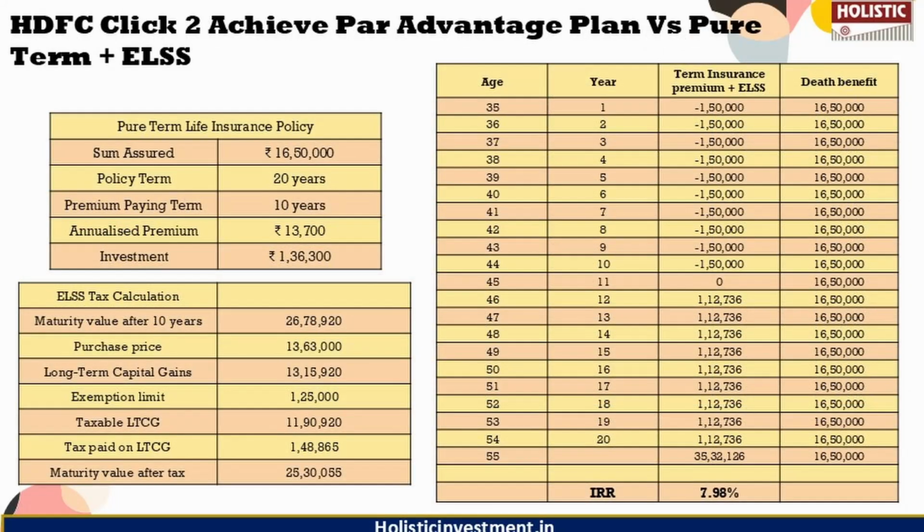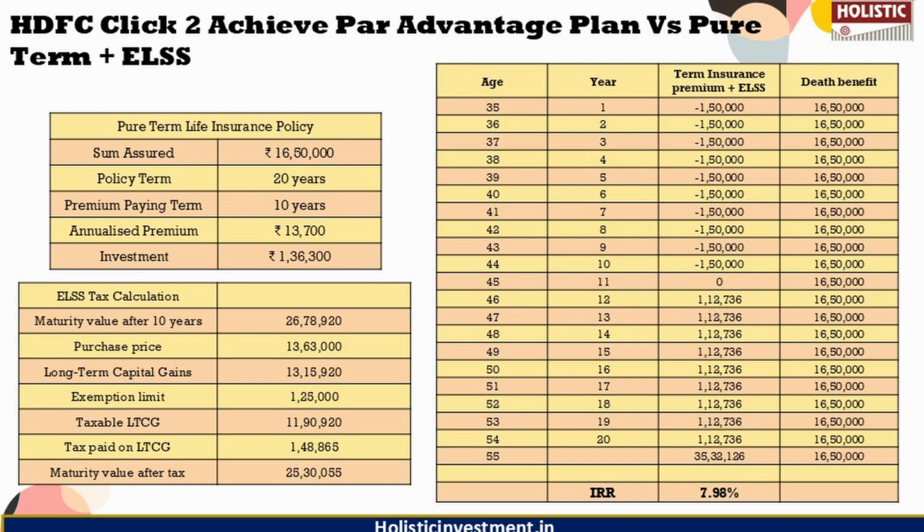So, as this policy is not giving us a desirable outcome, come, let us compare these figures with other alternative investment options in the market. For consistency, we are going to use the same assumptions as in the previous example: a sum assured of 16.5 lakhs, a policy term of 20 years, and a premium paying term of 10 years.